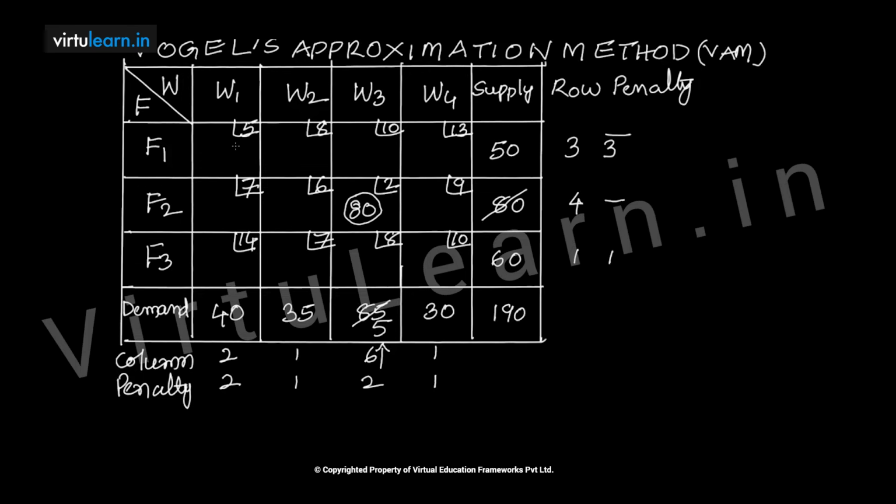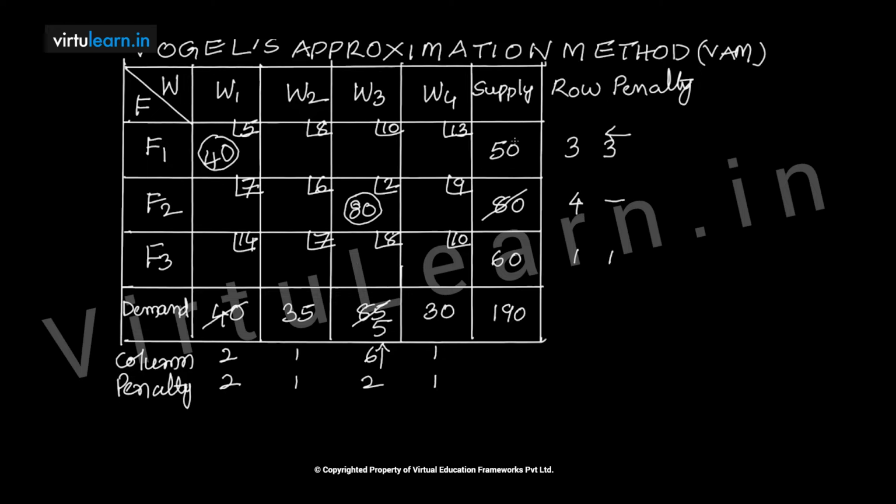Now we'll see, as we have seen, we have to make allocation at this row. That means F1 row we have to make allocation. In F1 row, we will compare all the costs. The lowest cost is 5. So we have to make allocation in this cell where we can make maximum 40 units of allocation, because W1 requires only 40 units. So here we will make allocation 40 and this is satisfied.